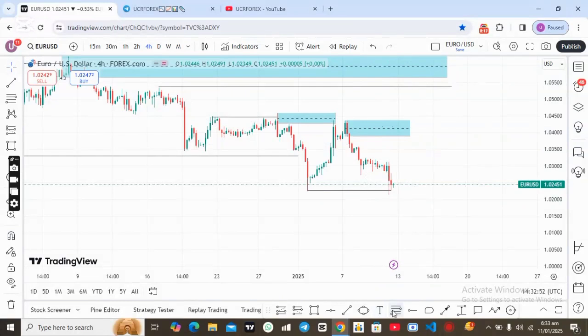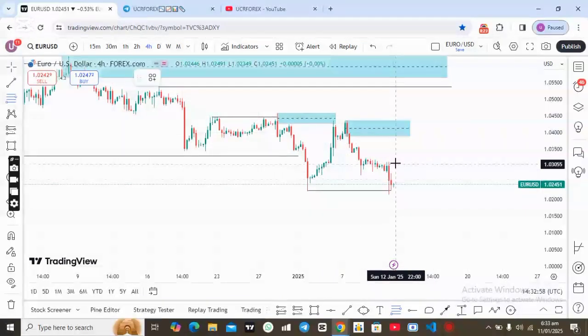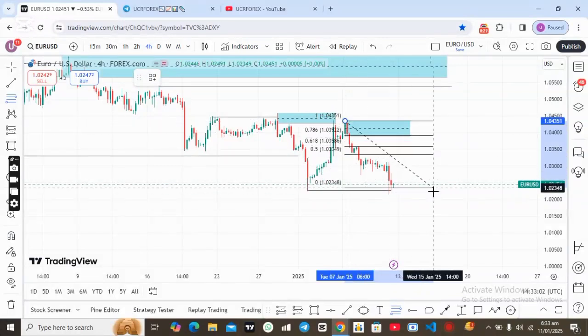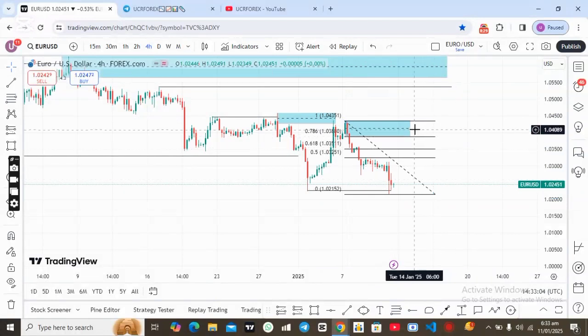Or better still, if you make use of the Fibonacci retracement tool, although this thing has not started coming back, let's just say that it is already coming back. All you have to do is to plot your fib from the high down to the low like this, and then you could see that even that very particular zone I marked out still carries your point of interest, still carries your 78% Fibonacci retracement too.